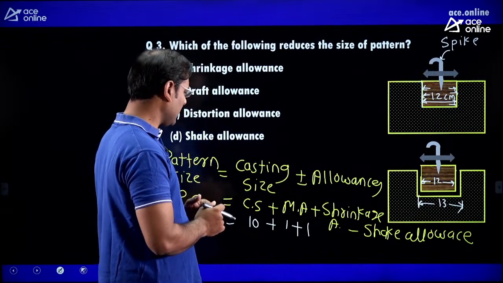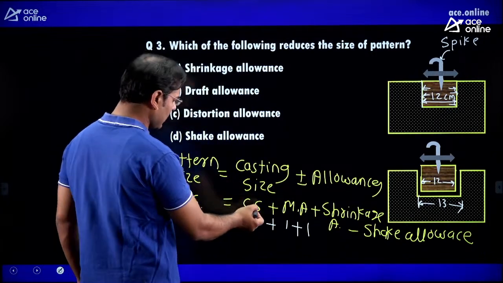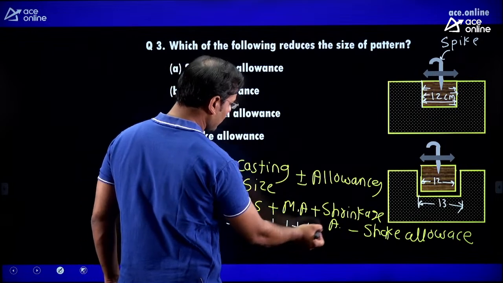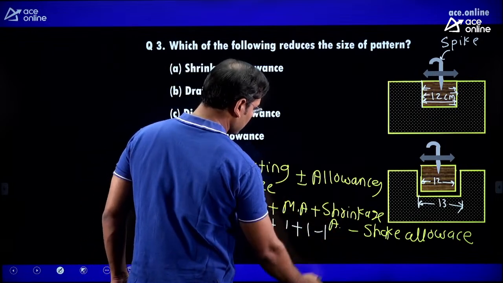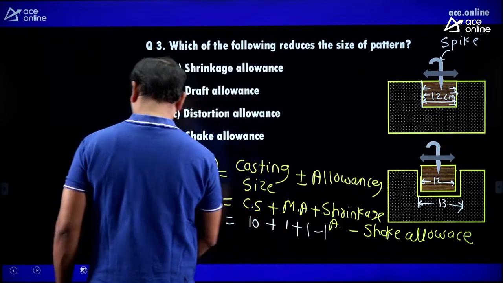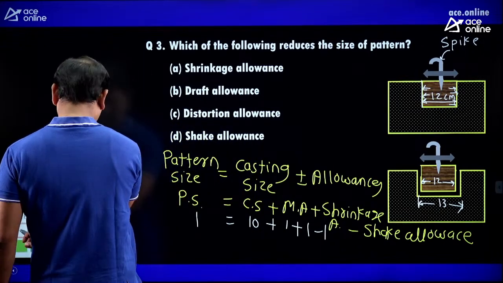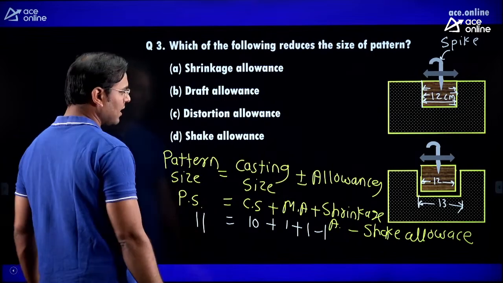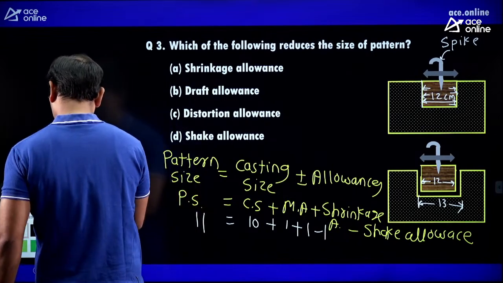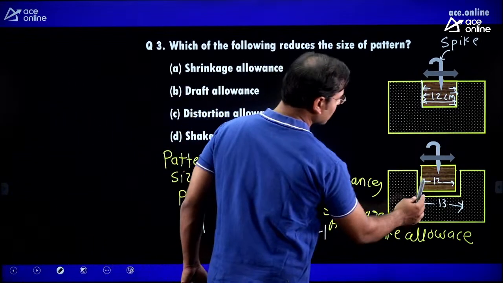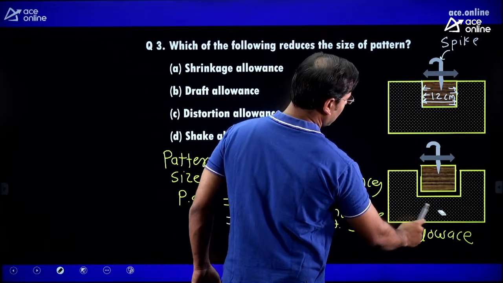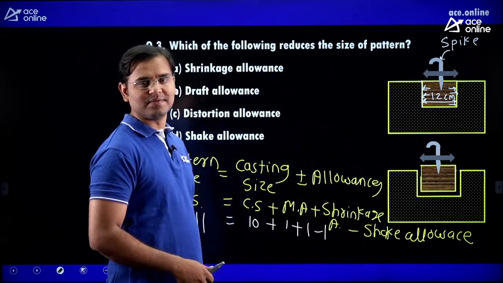Reduce the pattern size. How can we reduce the pattern size? Here you can see the casting size is 10, machining allowance is considered 1, shrinkage allowance is considered 1, and shake allowance is considered minus 1. Because of that, instead of 12, we can get the pattern size as 11. And when the pattern size is 11, then the casting cavity size will be 12.